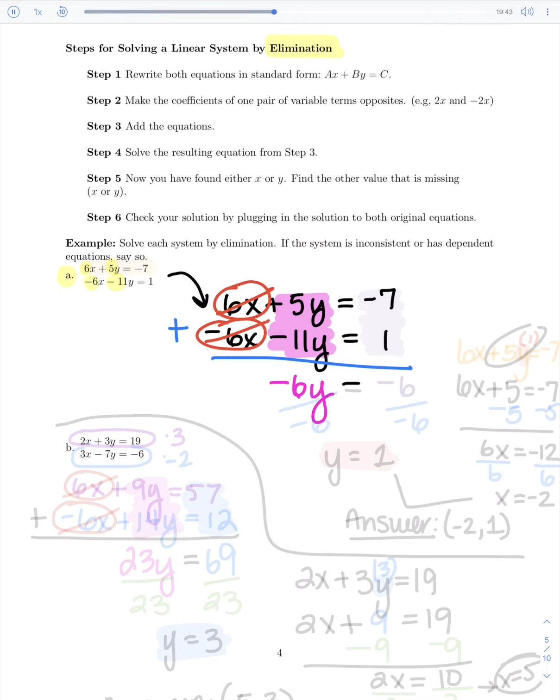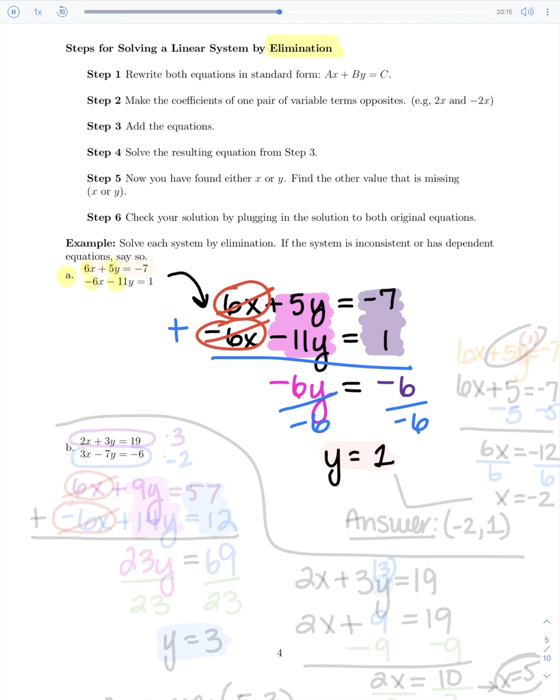Equals, on the other side, let's see what we have. We have a negative 7 and a 1 that we're adding, which will give us a negative 6. Then solving it like a normal equation, I divide both sides by negative 6, and that would get me y equals 1. Again, just like all of my other previous problems, that's only half of my answer. I still need to find my x value that matches up with this y.